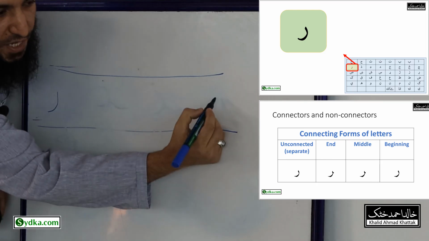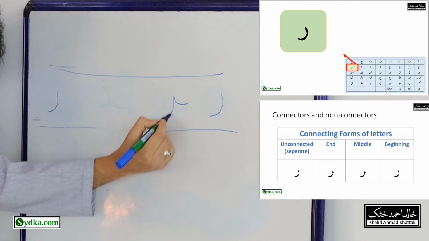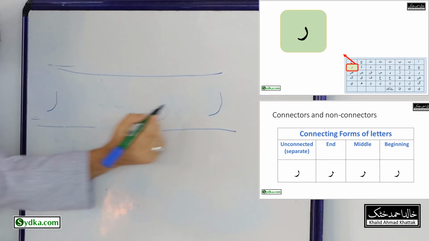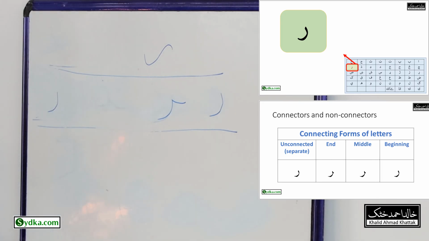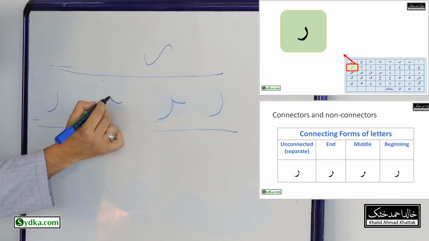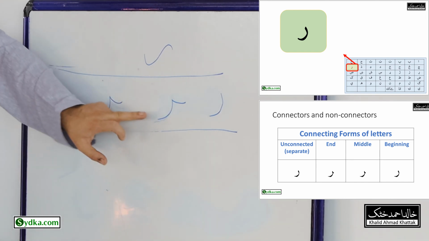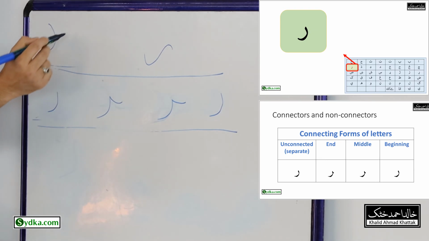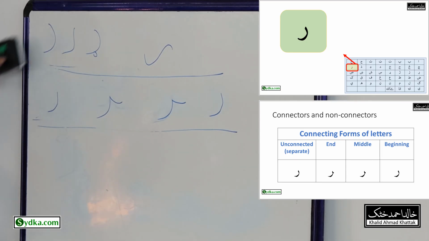Why? Because if you see, this is the beginning, same as on its own. In the middle, it looks like this. And sometimes you see it like this as well, ray. So that's ray as well, okay? If you see it in the middle, another letter can be connected before, but not after it. So it's a non-connector. All those letters with this shape are non-connectors. So there's a pattern in those letters.